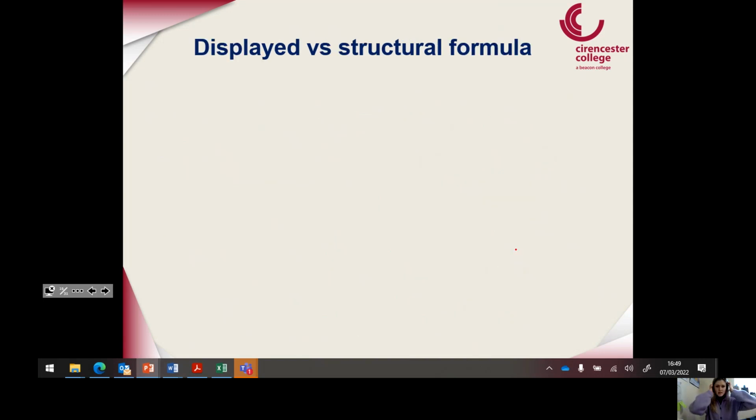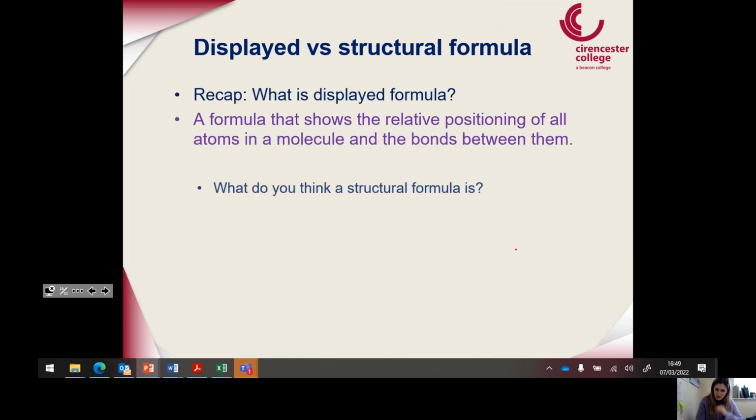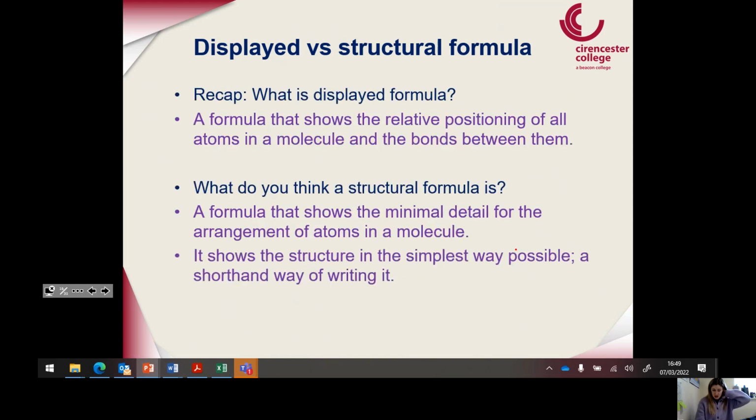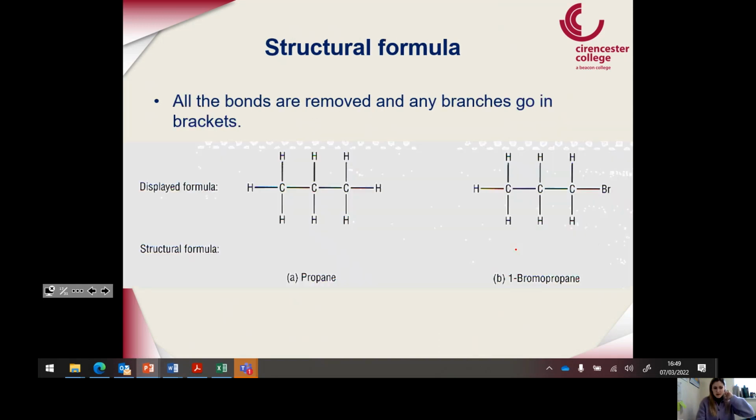Time for structural formula. This one's new. A lot of you have been really good at figuring these things out using the evidence we've got, but explicitly, structural formula is like displayed formula minus any bonds. Displayed formula is just something that shows all of the bonds. Structural formula, we'll get rid of them. So there's the displayed formula there for propane and for 1-bromopropane.